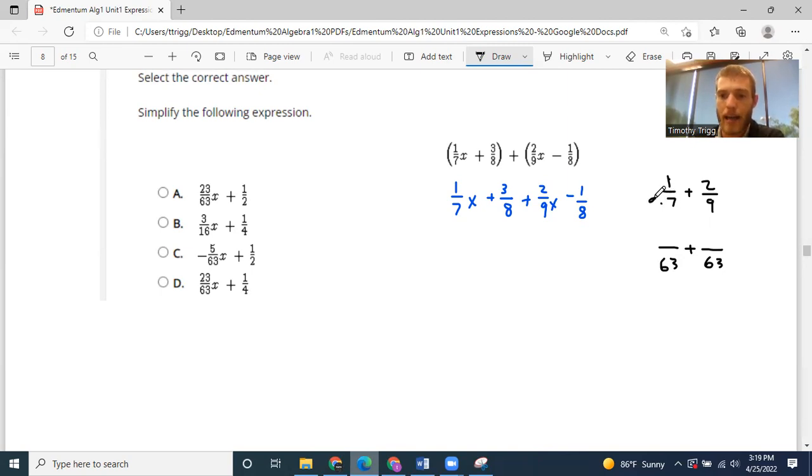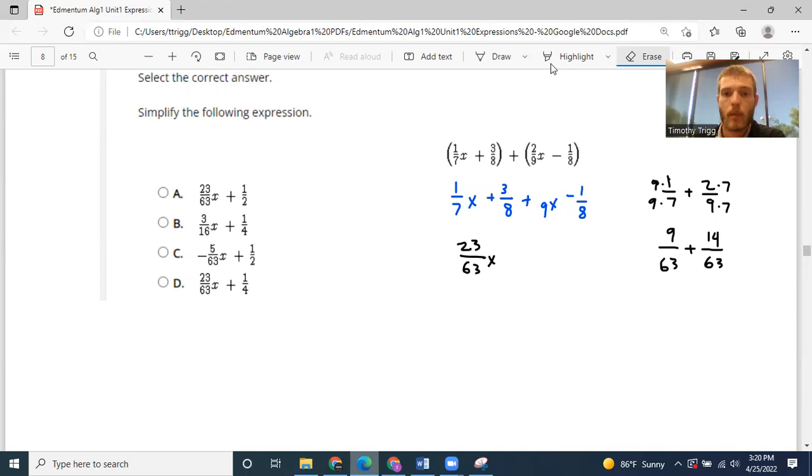So I multiplied by 9 on this fraction, on top and on bottom here, to get 9/63. Multiply both top and bottom by 7 here to get 14/63. And we could add these together. So that would be 23/63. And that had an x next to it, so x, right? Because those both had an x term, right? Those are both my x terms.